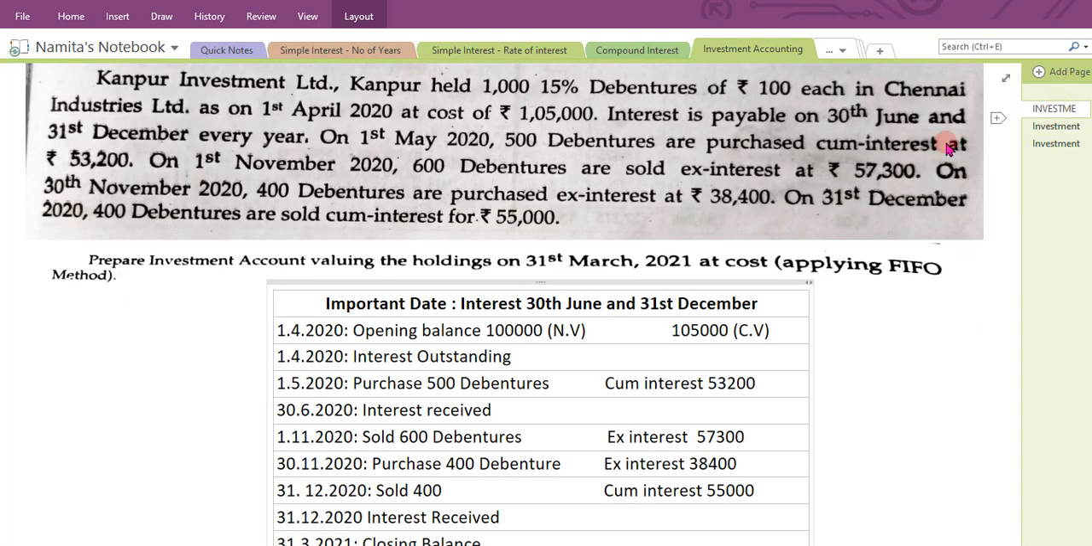Now next, after 1st November, the next is on 30 November 2020, again 400 debentures are purchased. And this purchase is X interest, and the market value or the cost value or capital value is 38,400.